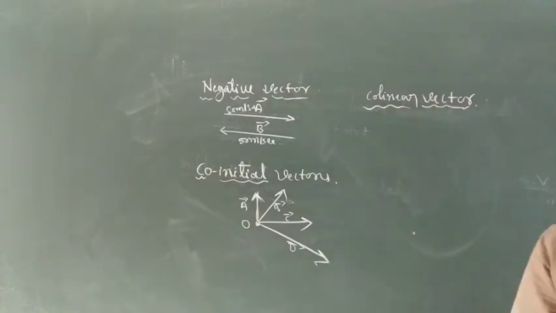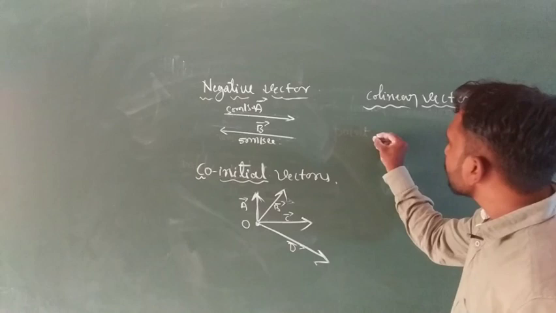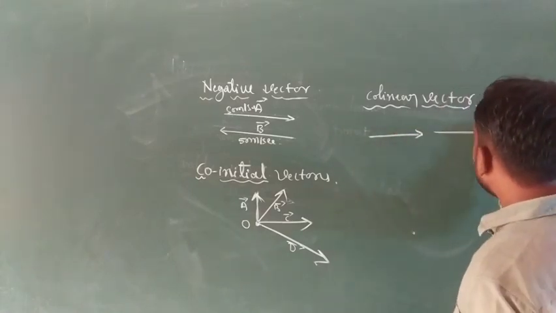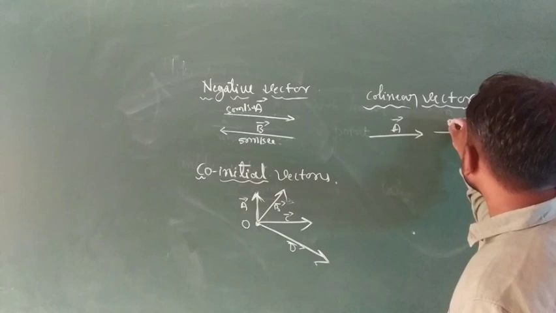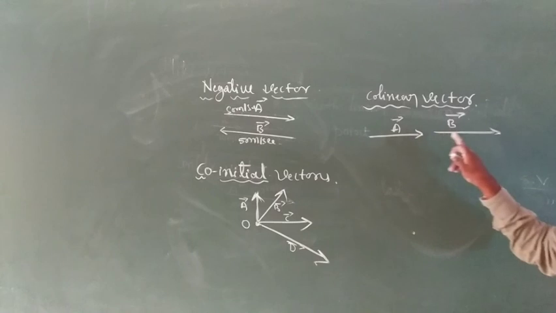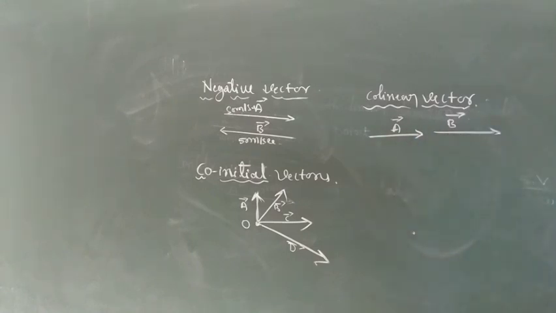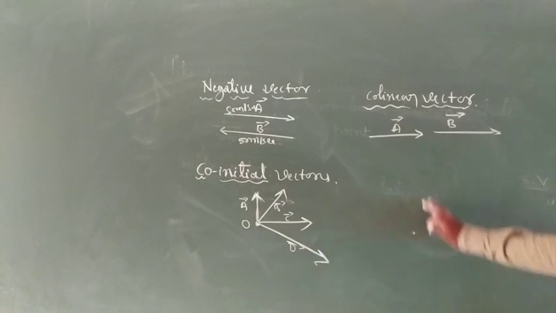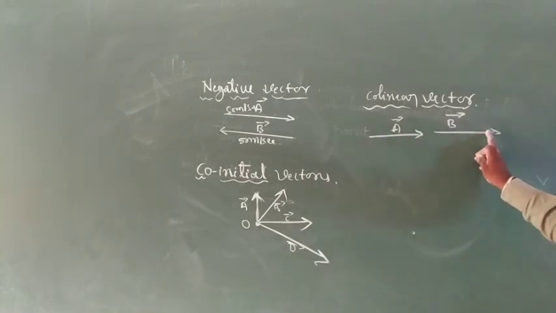So here the collinear vector, it means this one is one vector and this one is another vector. Vector A and this one is vector B. Here we consider two vectors present in the same direction. So this one we consider collinear, or we say two or more vectors are said to be collinear when they act along the same line, however their magnitude may be different. It means they act in the same direction but the magnitude changes.